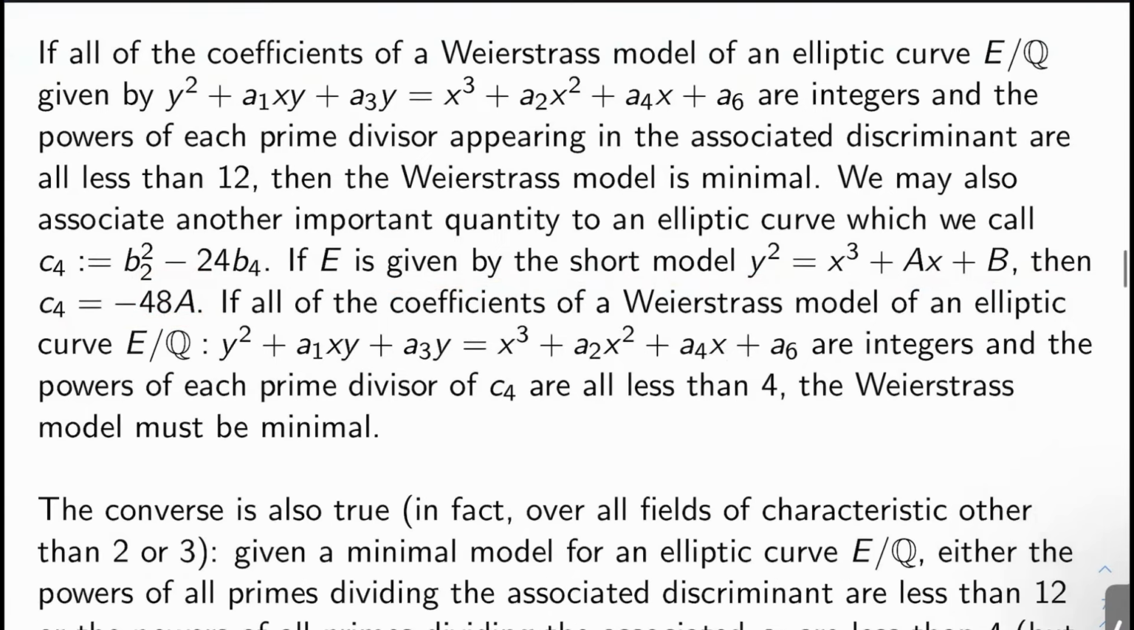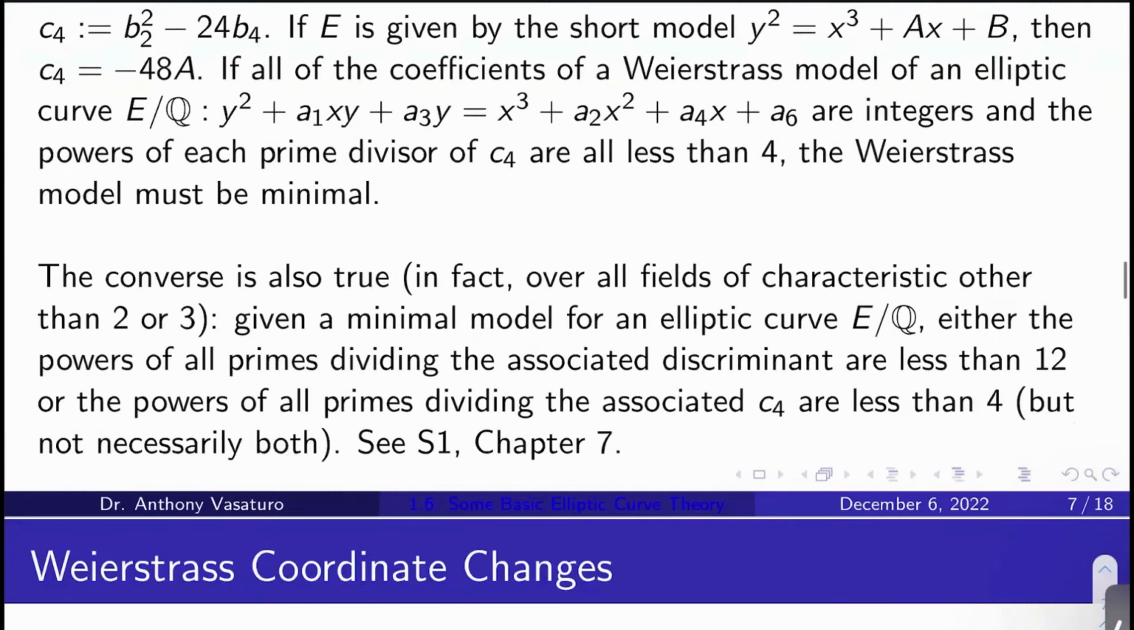Now, if all of the coefficients of a Weierstrass model of an elliptic curve E over Q given in the usual long Weierstrass form are integers, and the powers of each prime divisor of C4 are all less than 4, then again, the model must be minimal. And it turns out, in some sense, the converse is true.